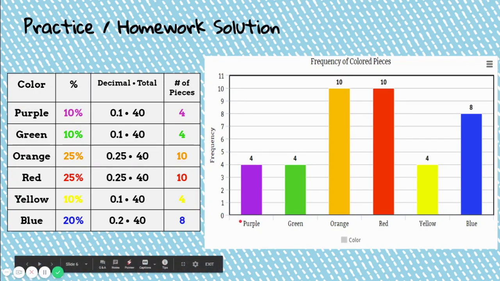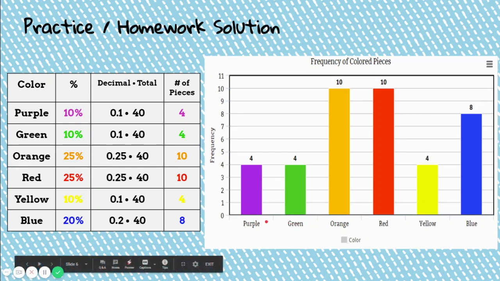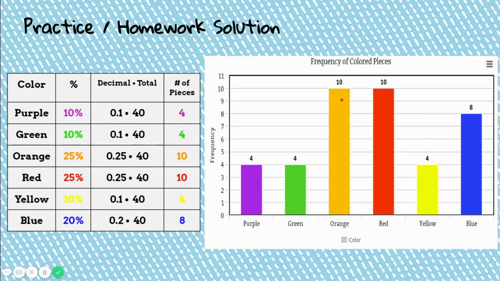So here is my bar graph. It does not quite matter how you might have labeled your graph, but you do want to make sure that your highest amounts are orange and red with both 10 pieces. You also want to make sure that your purple and green and yellow all have the same amount, which was 4 pieces, and blue was 8.